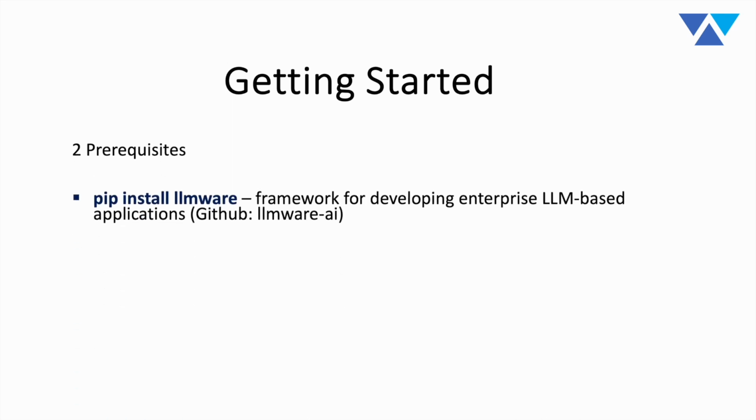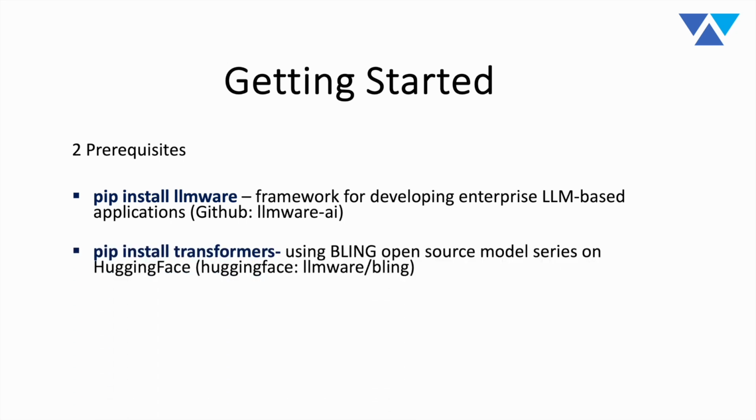So getting started in this tutorial, there are really two prerequisites if you want to follow along. The first is a pip install of LLMWare. LLMWare is a framework for developing enterprise-based LLM applications. You can also check it out at the GitHub page, LLMWare-AI. The second key dependency is to pip install transformers, which is the much beloved and famous library from Hugging Face. We're actually going to be pulling down some models from the Hugging Face repository.